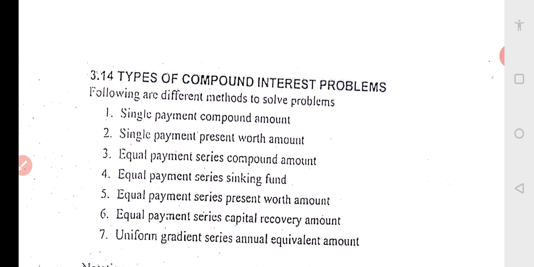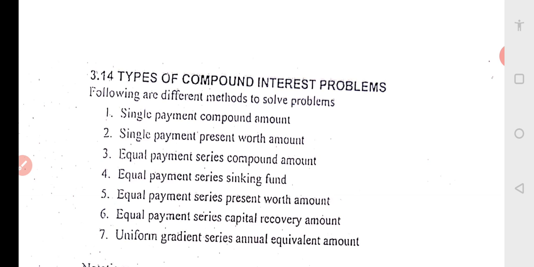So these two modules are interconnected, and once again, before I end, I will repeat that here we have seen 7 types of compound interest problems. The first problem was single payment compound amount. I pay some amount today, so after some years, at some interest rate, what will be the final amount?